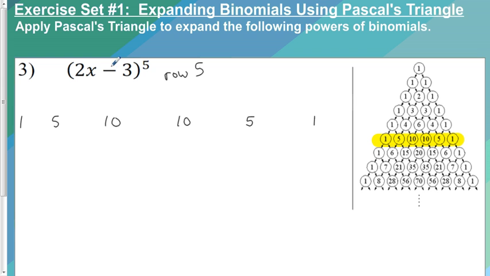And now let's focus on the terms. So here's the first one. It's 2x. So parentheses 2x, and I'm going to do the 5th power. And then that decreases each time. So 2x in parentheses to the 4th power, 2x cubed, 2x squared, 2x to the 1st. And then nothing here.